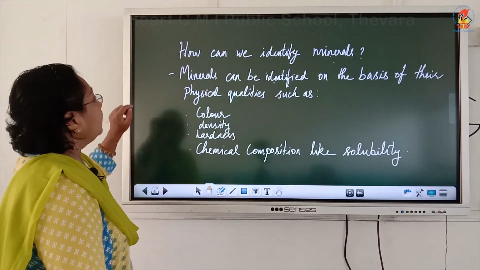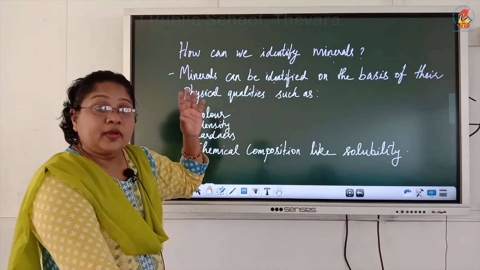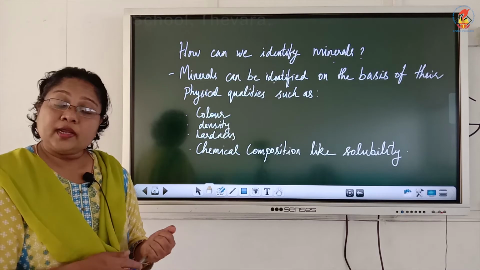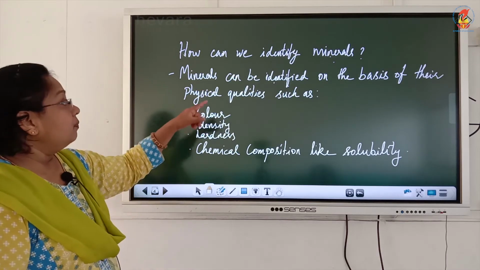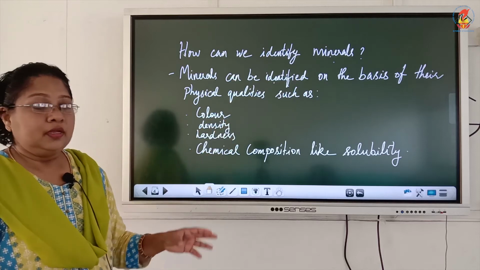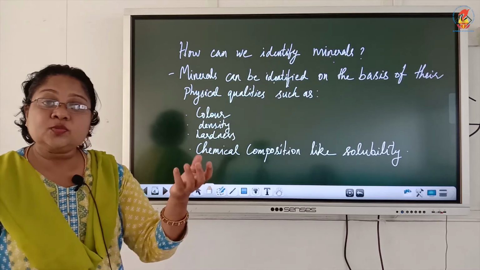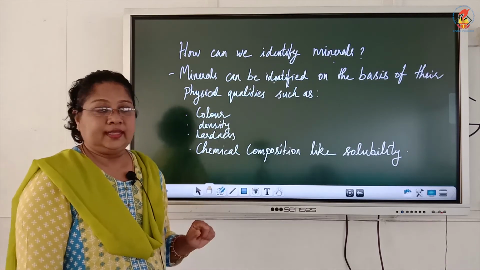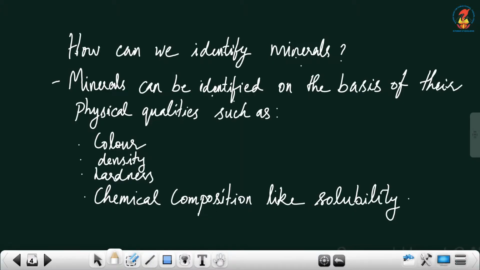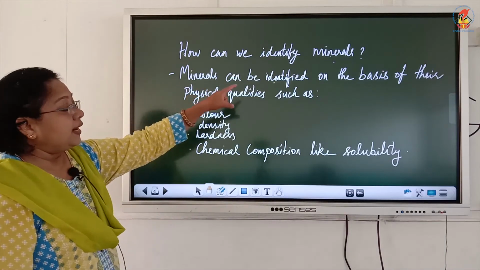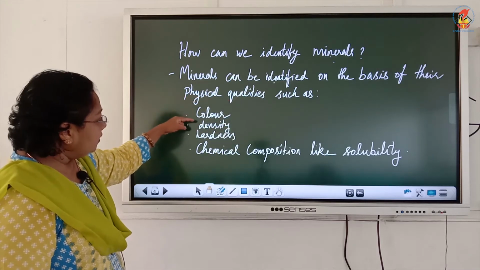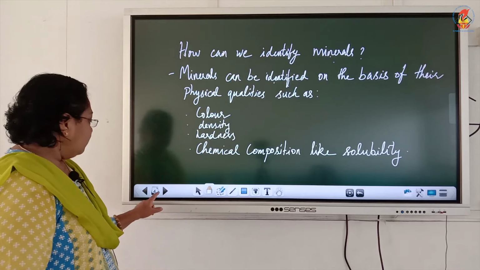Okay. Now, when we see a mineral, how can you identify it? What mineral is it? Minerals can be identified on the basis of their physical qualities. Looking at the physical qualities and outside appearance, we can say this mineral is so and so. Physical qualities can be color, density, hardness, or even chemical composition, like solubility, etc. So minerals can be identified on the basis of their physical qualities like color, density, hardness, chemical composition.